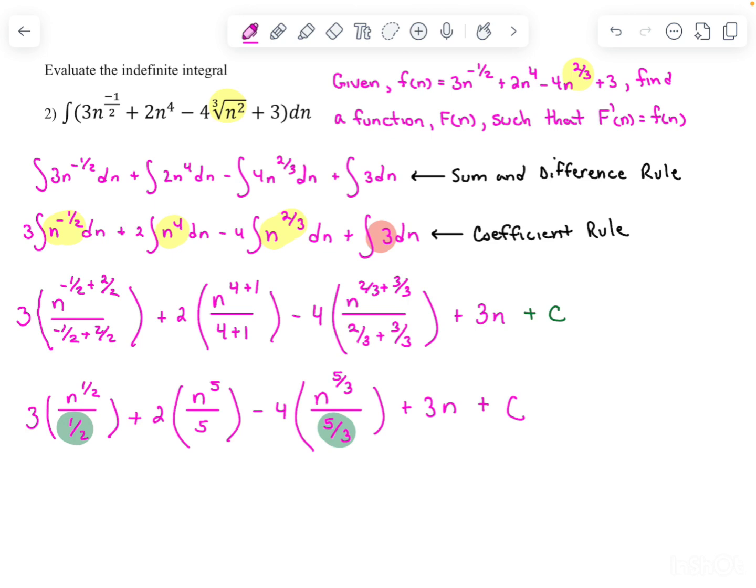So we are going to have 6n to the 1/2 power plus 2/5 n to the 5th power minus 12/5 n to the 5/3 power plus 3n plus c. Now before I box this answer, I want to make sure it's correct.